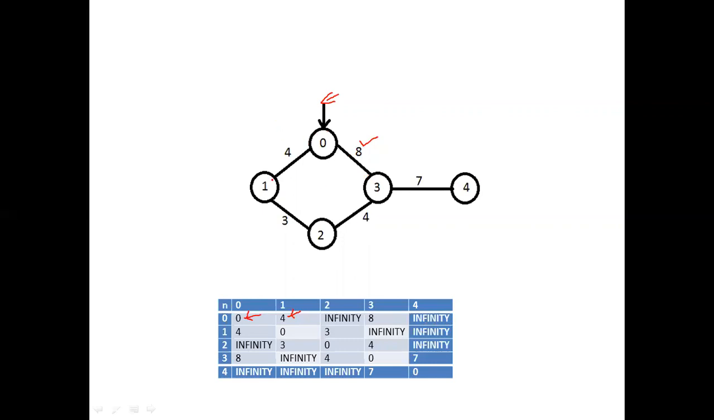Similarly, if I consider the distance from the first node to the 0th node, you can observe first node to the 0th node is 4. So here it is indicated in the matrix. Similarly, from first node to the first node, it will be 0. Next, first node to the second node, the distance is 3. And first node to third node, there is no direct connection, so that's why it is specified as infinite. Next, first node to the fourth node, there is no direct connection. It will be considered as infinite.